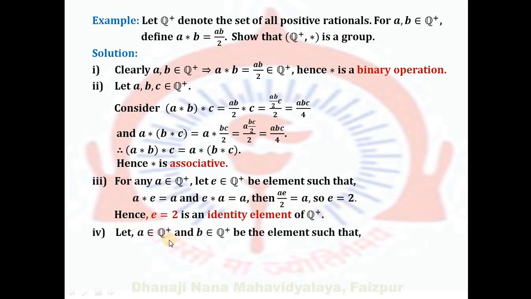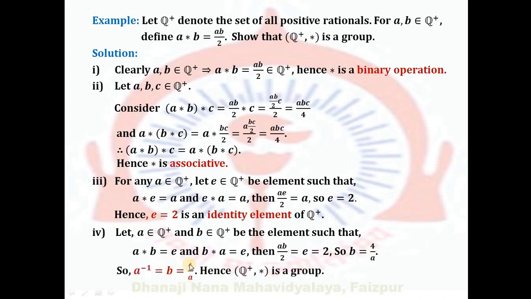Now for inverse, let A belongs to Q plus and B belongs to Q plus be the element such that A star B is equal to E and B star A is also equal to E. So from that we find the value of B. A star B is AB by 2, equal to E. The value of E is 2, that we know. So AB by 2 is equal to 2. From that the value of B is 4 upon A. So B is the inverse of A and its value is 4 upon A. So A inverse is equal to B, that is equal to 4 upon A. Hence Q plus with operation star is a group.